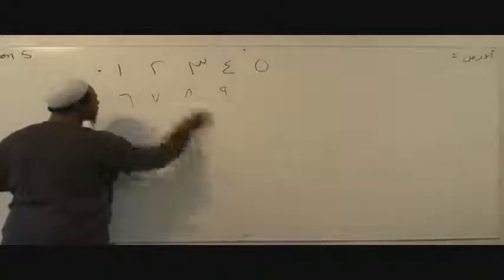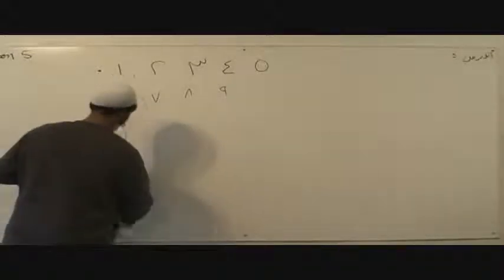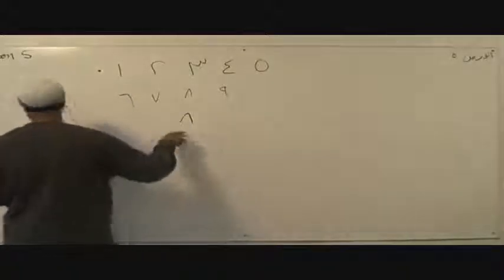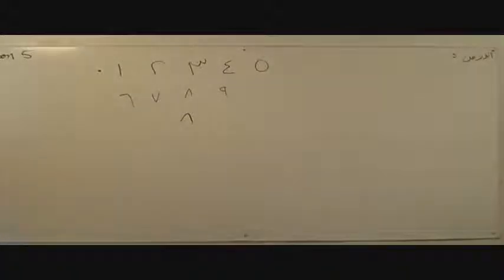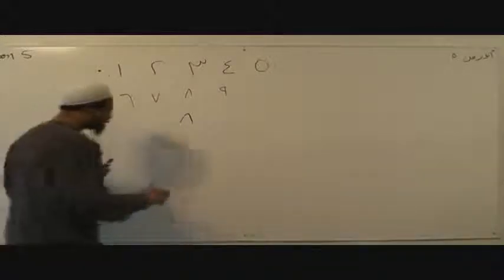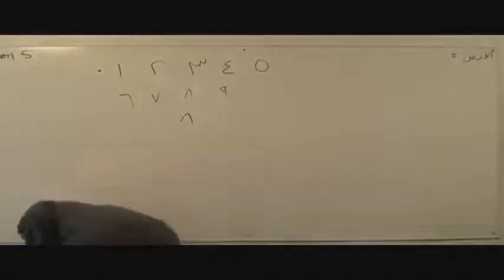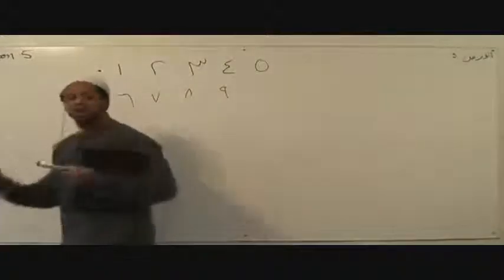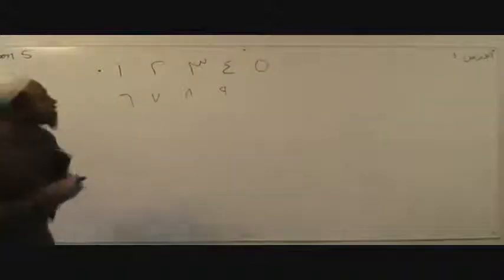Say thamanya. Thamanya. And thamanya is just an upside down 7, just like that. Thamanya. Now tis'a is the number 9. And it's the easiest number after 1 and 0.